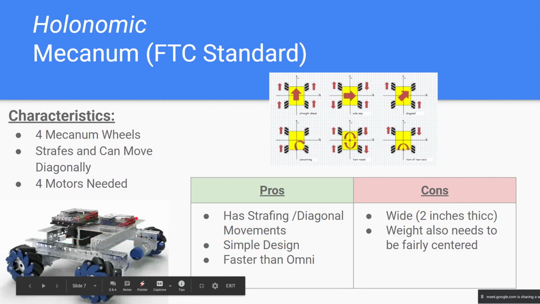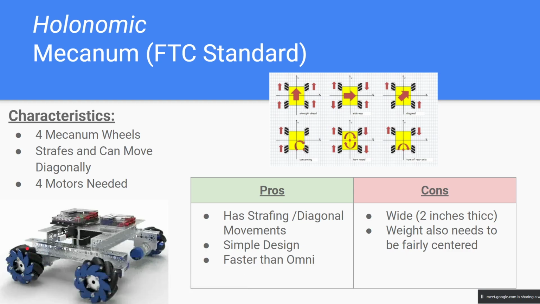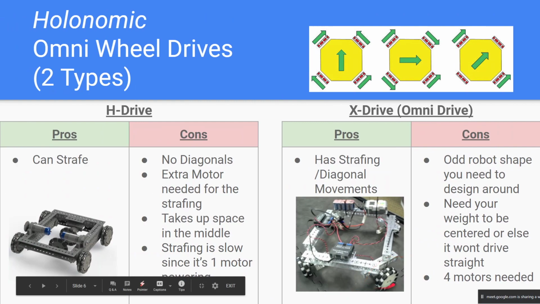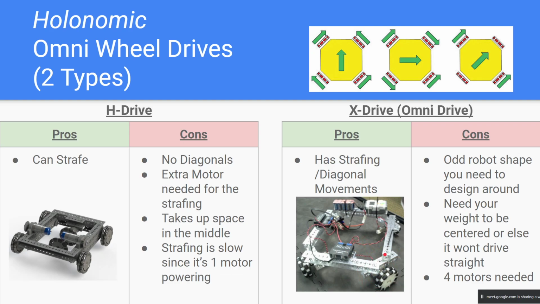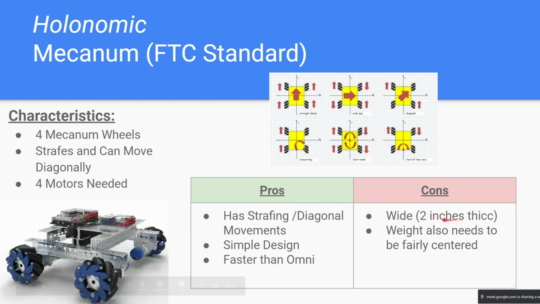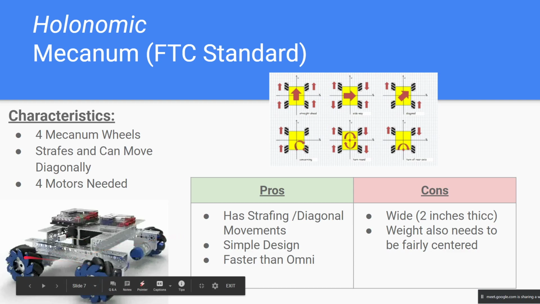Actually, this one's faster than Omni, simply because the Mecanum wheels' rollers have more grip. Like I said before, the more grip you have on the field, the faster you move, because your wheels aren't slipping. This drive has slippage because of the type of wheels. These are grippier. The only con is that these wheels are actually very wide. They're like 2 inches thick.